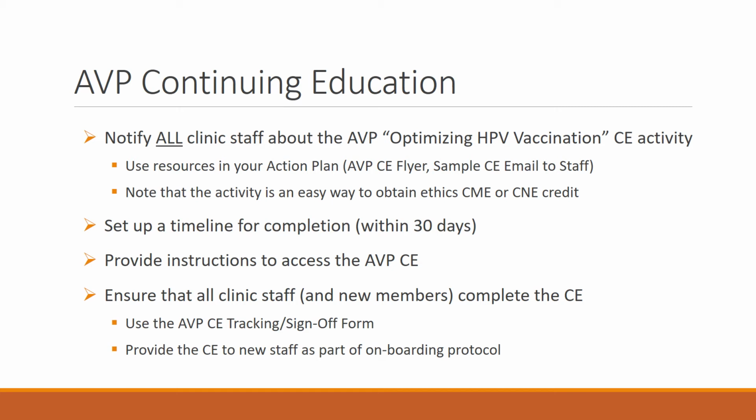Finally, ensure that all clinic staff and new members complete the continuing education. The Tools section of your action plan provides an AVP continuing education tracking or sign-off form that can be used to track staff participation. The form can be provided to the clinic team at huddles or mounted on a notice board. For continuity of the AVP initiative, we also recommend that you provide the continuing education to new staff as part of their onboarding protocol.